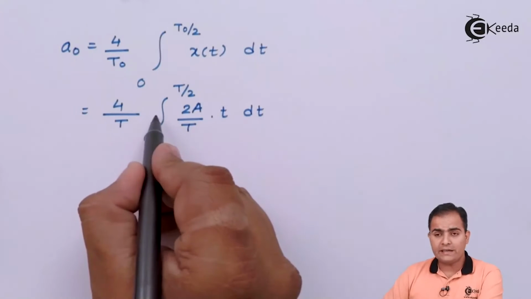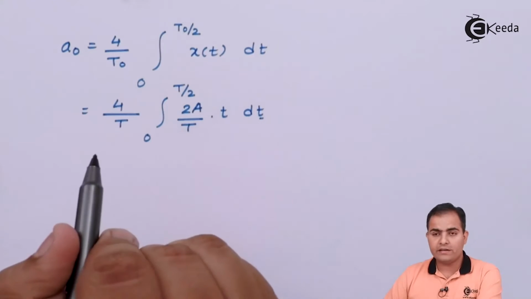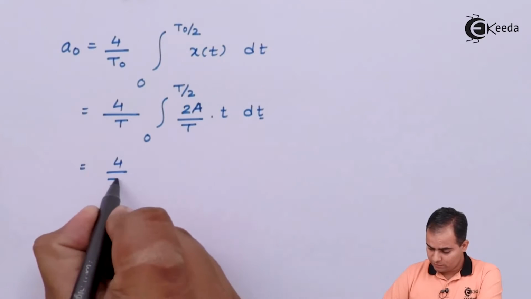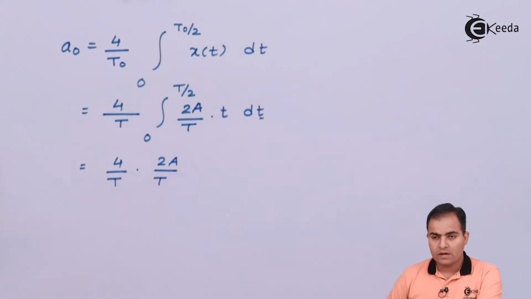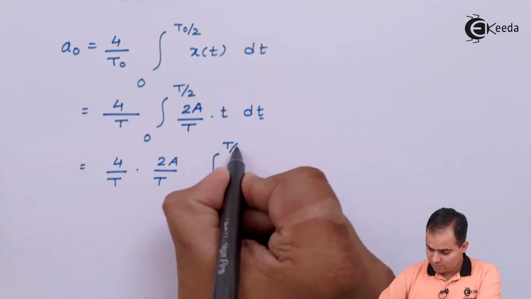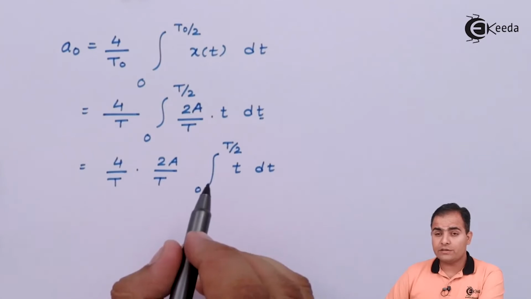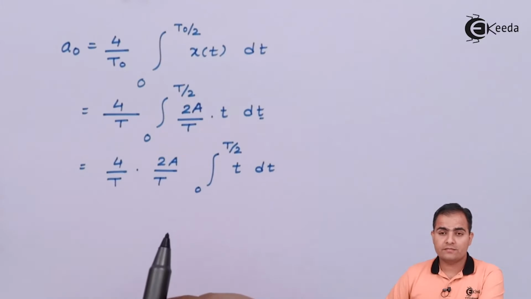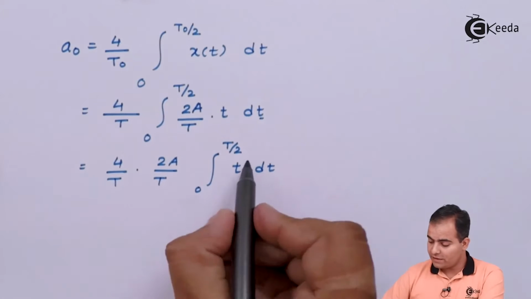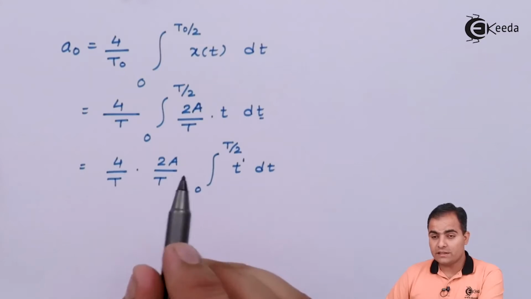Now, this whole integration depends upon the value of t. So I can say that 2A by T is constant, so I will take this value outside. And what else is remaining inside this bracket? We have only t. And the integration of t to the power n is always t to the power n plus 1 upon n plus 1. Here we have the order or value 1. So we can write the integration as t square by 2.